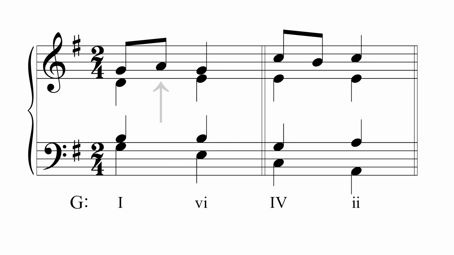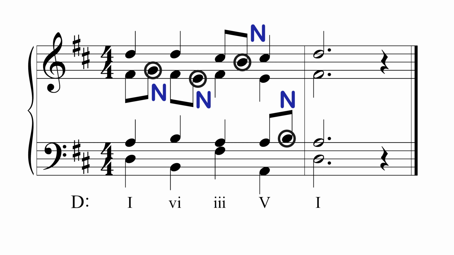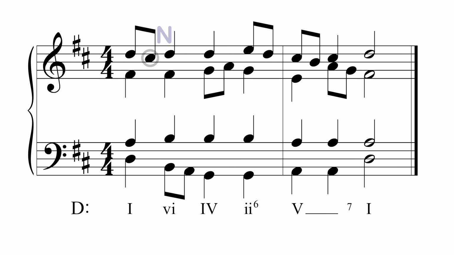There is always a choice between upper and lower neighbors. Listen to both possibilities and check for parallel problems. The neighboring tone is one of the least interesting non-chordal tones because it doesn't go anywhere. It is quite useful in combination with a passing tone.